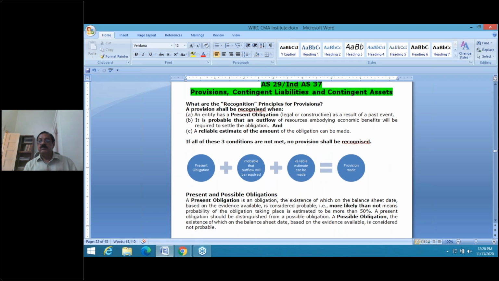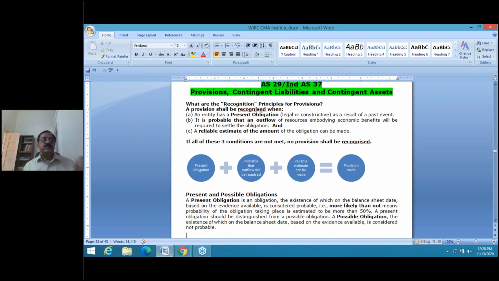Now friends, I'm coming to one more AS, which comes largely, AS 29, which is Ind AS 37, regarding provisions, contingent liabilities, and contingent assets, friends. So this deals with 3 aspects. When you have to provide for your liability in books, that is known as provision. When you have to show your liabilities as contingent liabilities, meaning informatively, with no entry in books of accounts, that is contingent liabilities. And how to deal with your contingent assets.